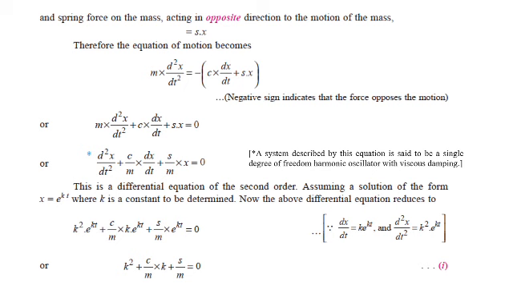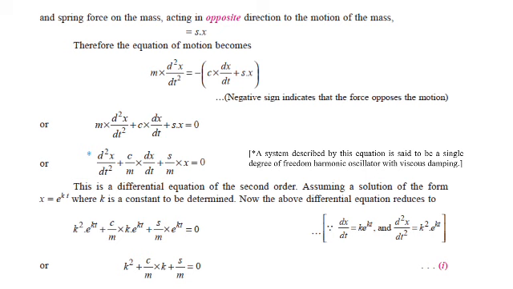Therefore, the equation of motion of the mass I can write is: accelerating force is equal to the sum of these two forces. The negative sign indicates the force is in the opposite direction to the motion. Rearranging these terms, I get the equation marked with a star: d2x by dt square plus c by m into dx by dt plus s by m into x is equal to 0. A system described by this equation is said to be a single degree of freedom harmonic oscillator with viscous damping.